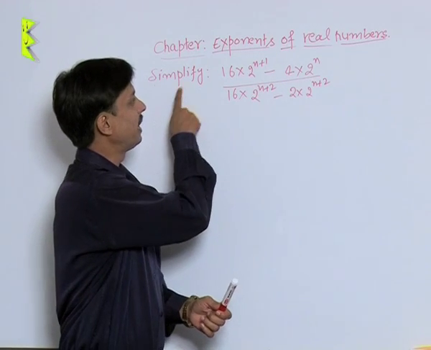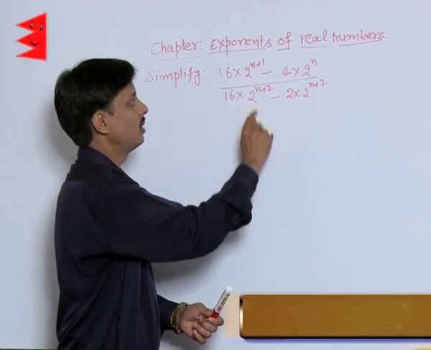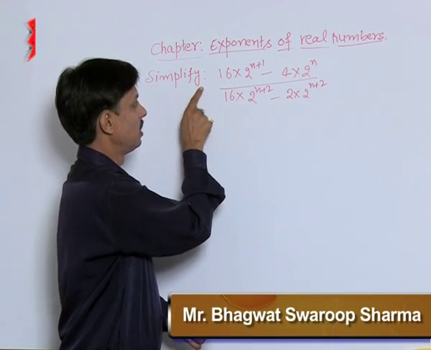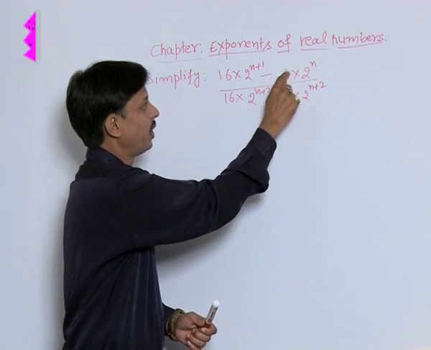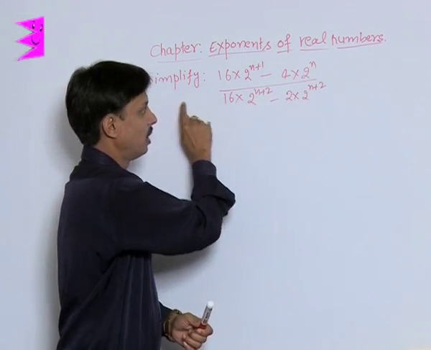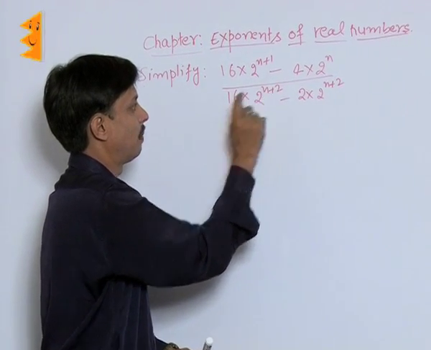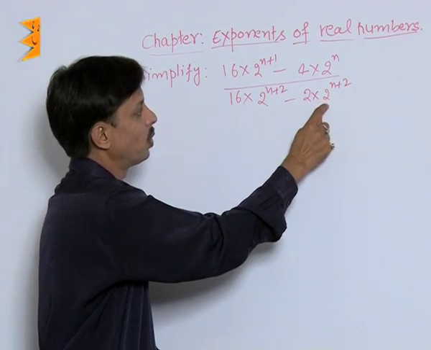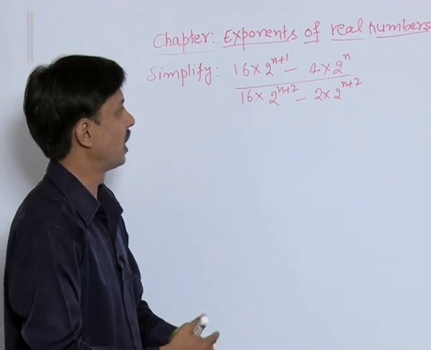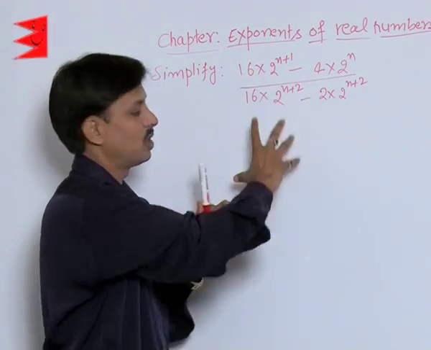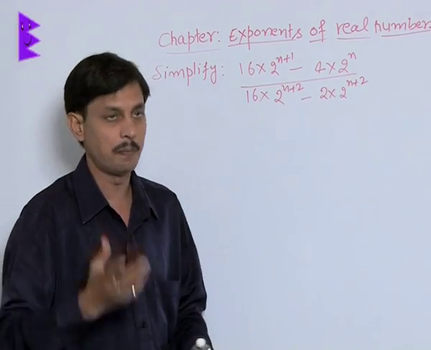Simplify: 16 into 2 raised to the power n plus 1, minus 4 into 2 raised to the power n, whole divided by 16 multiplied by 2 raised to the power n plus 2, minus 2 into 2 raised to the power n plus 2. First of all, I want to tell you that this entire question can be converted into the form of base 2 and having some power.